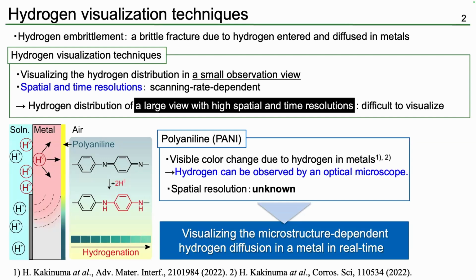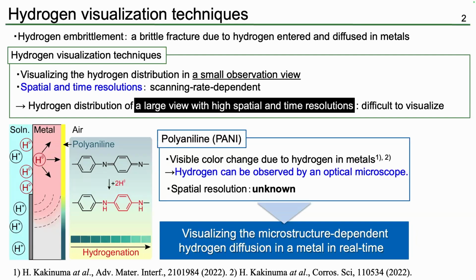And the conventional techniques can visualize the hydrogen distribution with high spatial resolution, but the observation area is often restricted. In addition, the spatial and the time resolution depend on the scanning rate of probes or electron beams. Therefore, we often face the difficulty of visualizing the hydrogen distribution of a large view with high spatial and time resolutions. So we developed another approach.